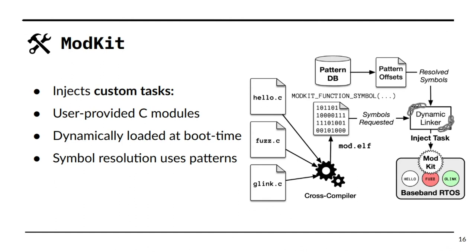Then we use PatternDB again to find the symbols the task needs. So we can use actual functionality which is already there in the baseband. Like we can use debug log functions, or different hooks for allocating memory and so on. So we can really use this ModKit to do a whole bunch of interesting things.